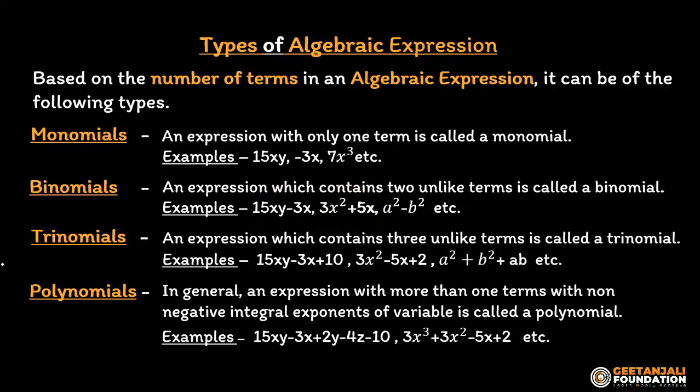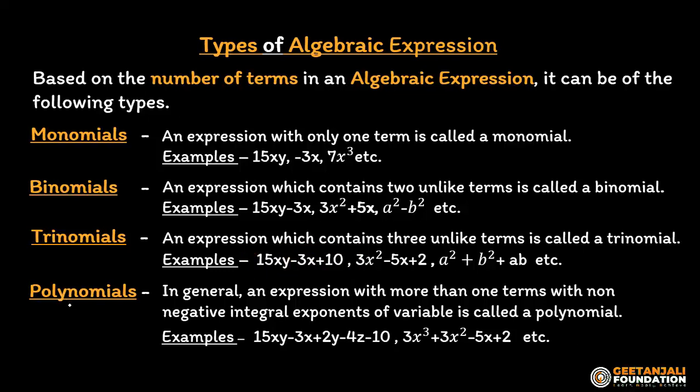Same with this. Now the trinomial: an expression which contains three unlike terms is called a trinomial. For example, 15xy minus 3x plus 10. You can see this is the first term, 3x is the second term and 10 is the third term. There is a negative sign and a positive sign between them. Same you can see in these examples.